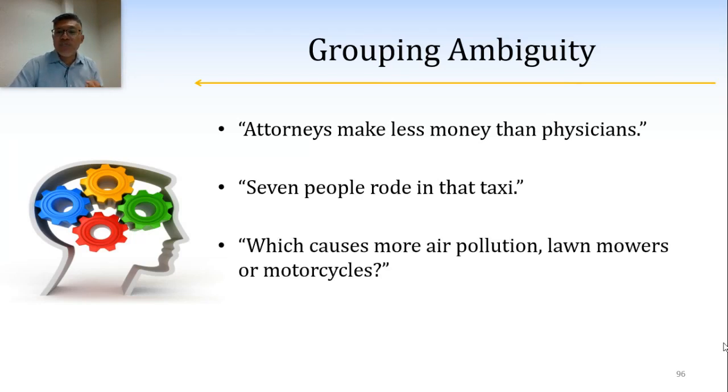If we said something like, which causes more air pollution, lawnmowers or motorcycles? Well, we don't really know what's being referred to here. Are we saying that on average, an individual lawnmower creates more pollution than an individual motorcycle on average? Or are we saying that the total amount of air pollution caused by lawnmowers may be larger than the total amount of pollution caused by motorcycles? We're not sure what the question is asking us to compare because of grouping ambiguity.